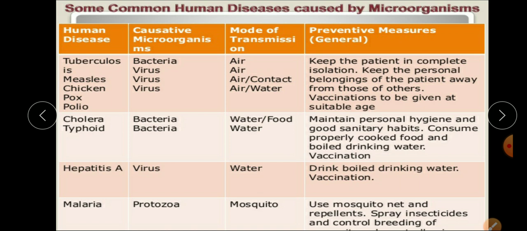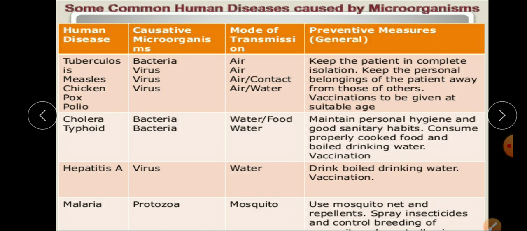What preventive measures can be taken? Keep the patient in complete isolation. Keep the personal belongings of the patient away from those of others. Vaccinations to be given at a suitable age. So vaccination is so important that if you have not taken the vaccination at a suitable time or a suitable age, it will cause disease in your future. Okay, so take all the vaccinations in regular time.